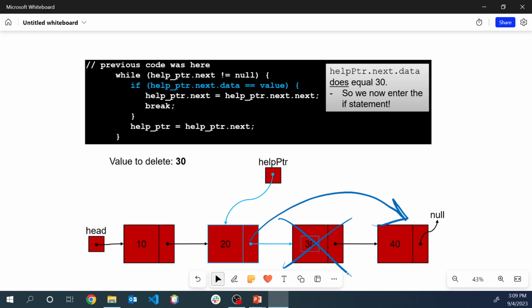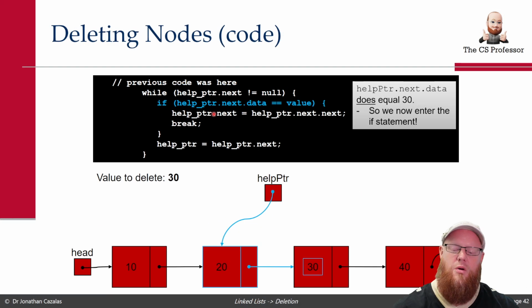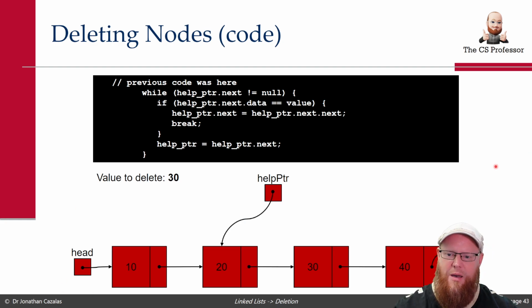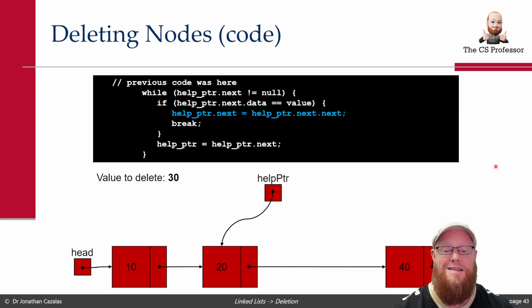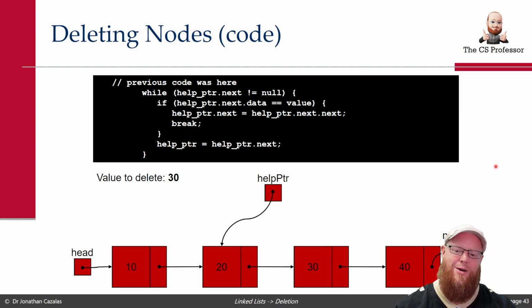Is that helpful? I don't know. I think the picture is very helpful, but we're now going to go through this one more time. Come back here to the pictures, and we're actually almost done. This is what happens. So now help pointer equals help pointer.next.next. I just explained that in detail on the tablet. That's what you get on the slide. We're executing that line of code.